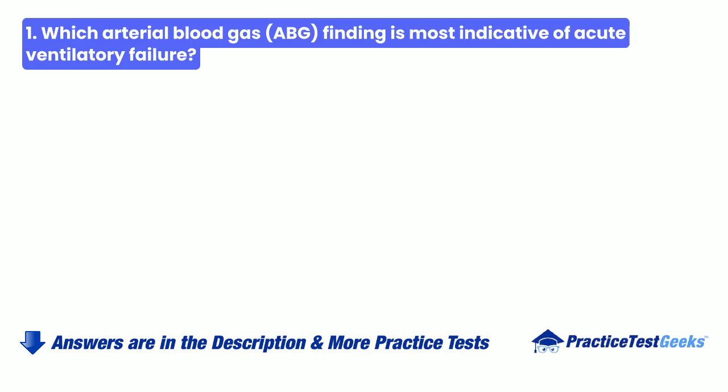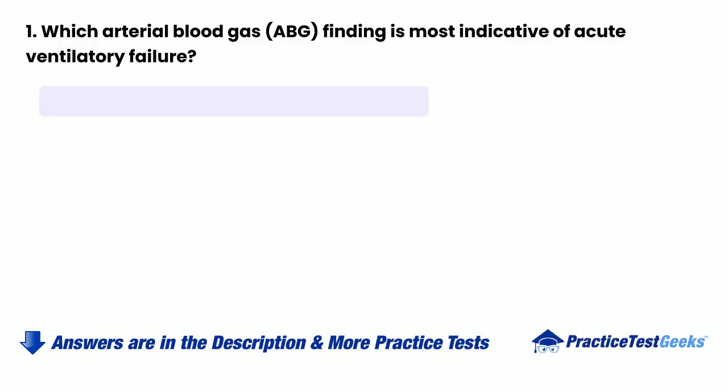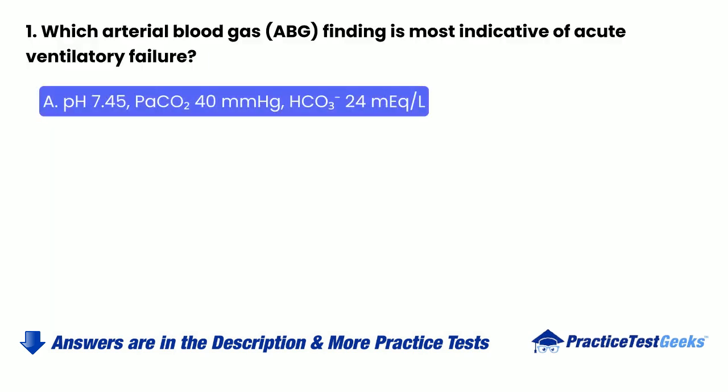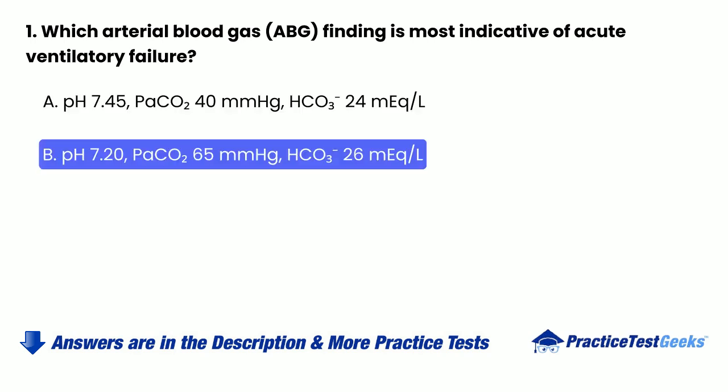1. Which arterial blood gas or ABG finding is most indicative of acute ventilatory failure? A. pH of 7.45, PaCO2 of 40 mm of mercury, and bicarbonate of 24 milliequivalents per liter. B. pH of 7.20, PaCO2 of 65 mm of mercury, and bicarbonate of 26 milliequivalents per liter.